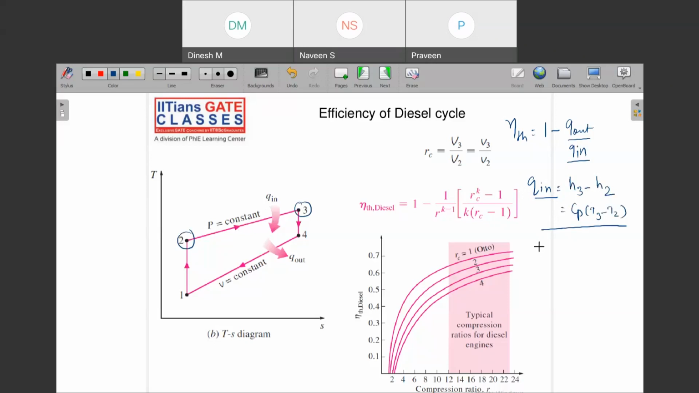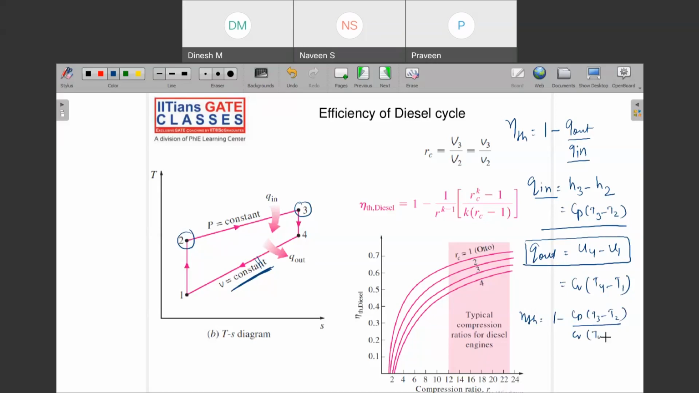And heat out, what is this heat out value? This is U4 minus U1. Why am I writing U4 minus U1? Because it is happening at constant volume, and we have seen that heat interaction at constant volume is nothing but change in internal energy. So this value is Cv (T4 minus T1). So now if you put this ratio here, your thermal efficiency becomes 1 minus Cp (T3 minus T2) divided by Cv (T4 minus T1).